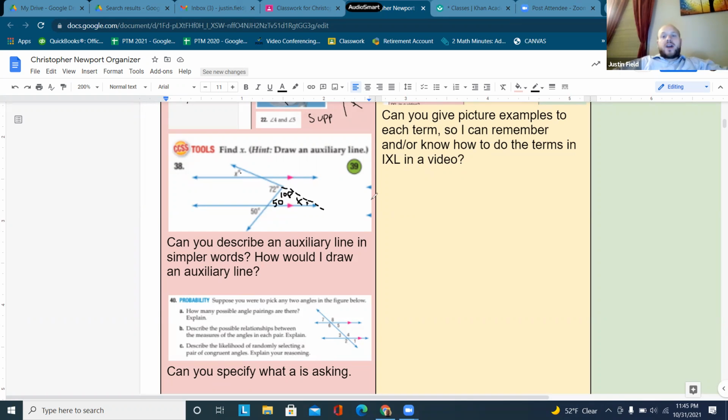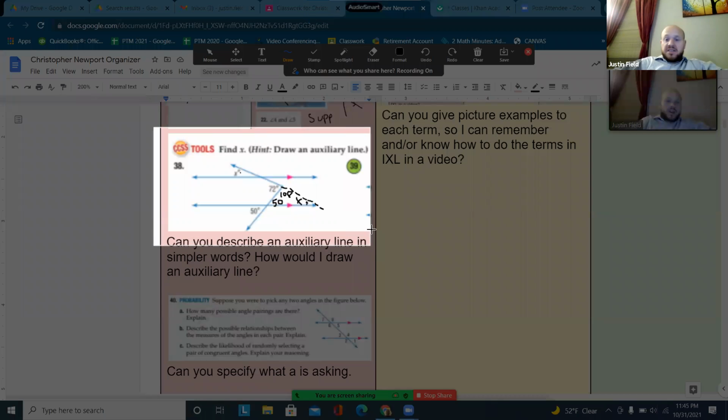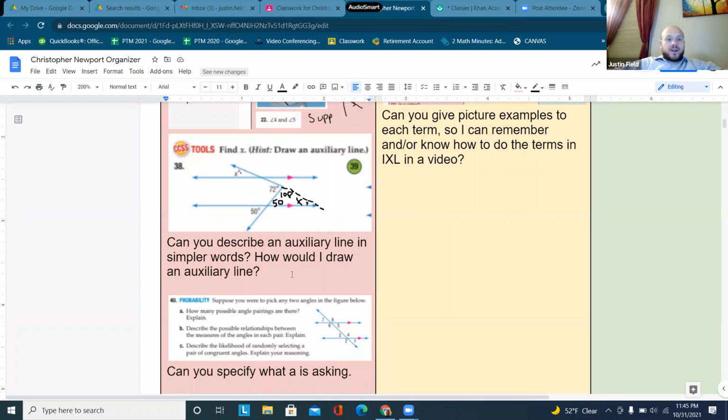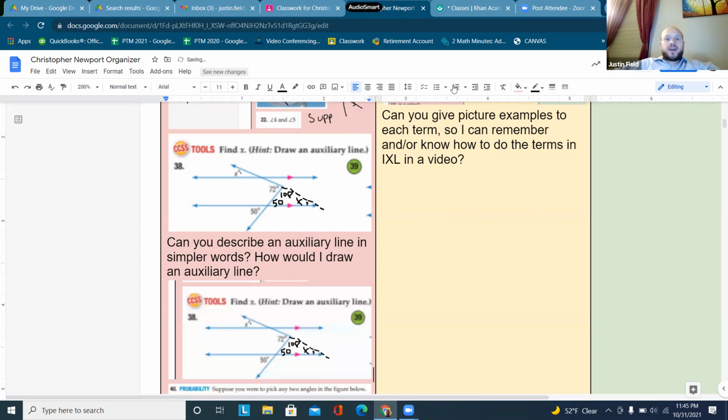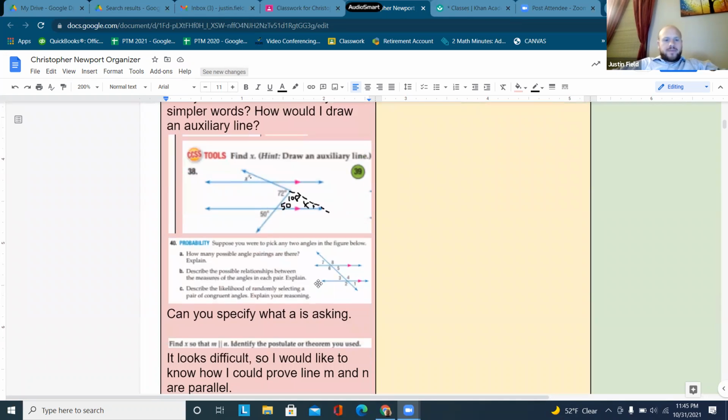So just drawing that auxiliary line helped me make a triangle, and now I can easily find that last angle in the triangle because I know that angles in a triangle add up to 180. That's something you learn in 6th or 7th grade math. All right, and then we'll also go over it again in geometry, but it's true.